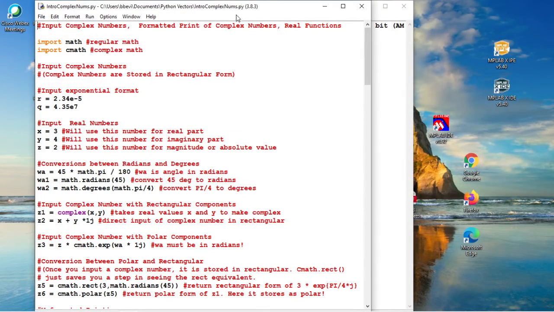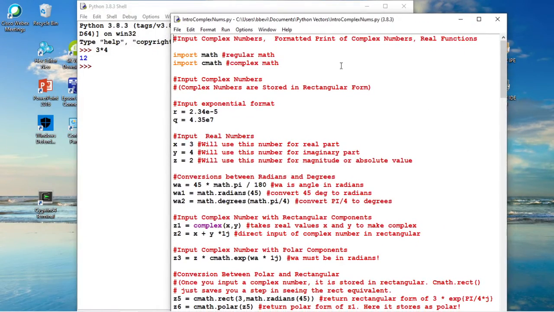Okay, and so here's a file that I actually typed everything in. Now notice every place that you have this pound sign, that's just a comment, and that's just to help you see what's going on. And in this program, well, it's not real simple, but in this program I'm using 2 libraries, the math library and the cmath library.